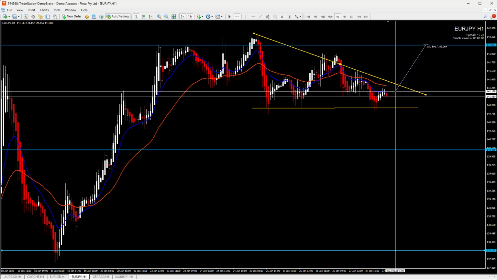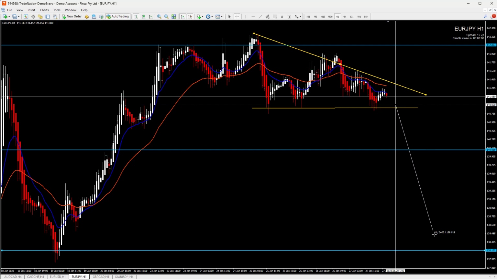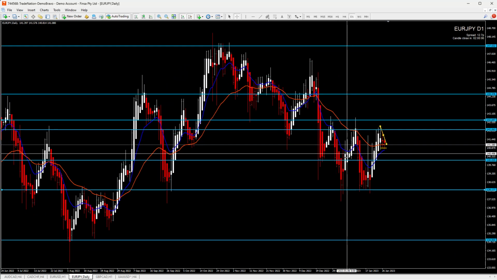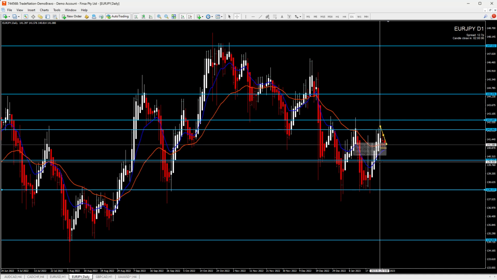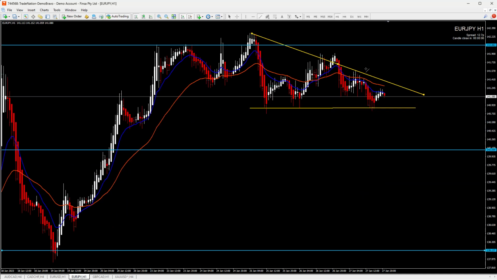Breakout of this, target resistance 100 pips. Breakout of that, target 85, 90. But generally, the bigger perspective is quite interesting. And still, short scenarios are with the daily momentum. Yeah, so this is what we have on the euro yen.